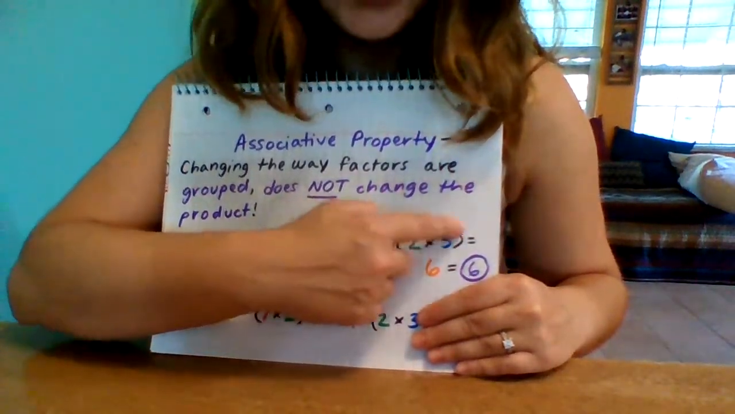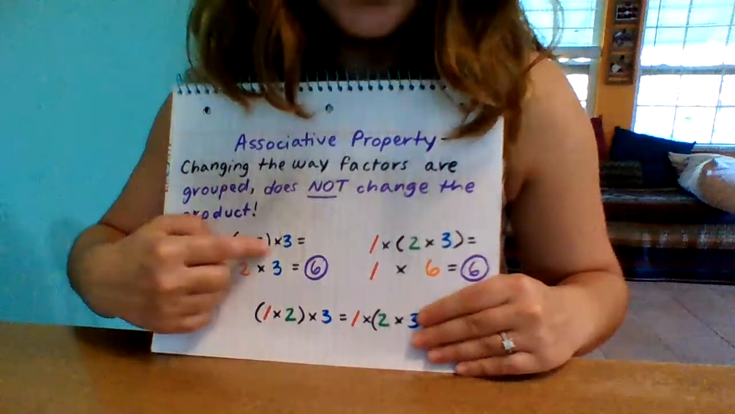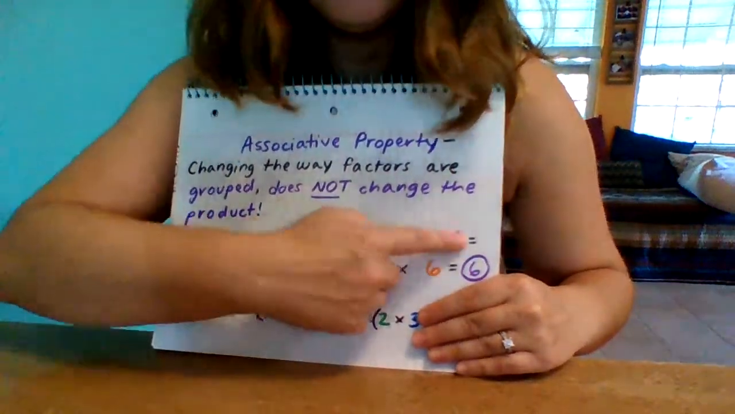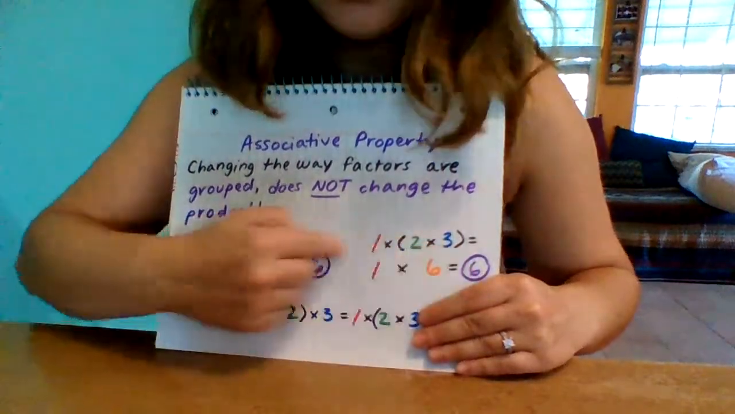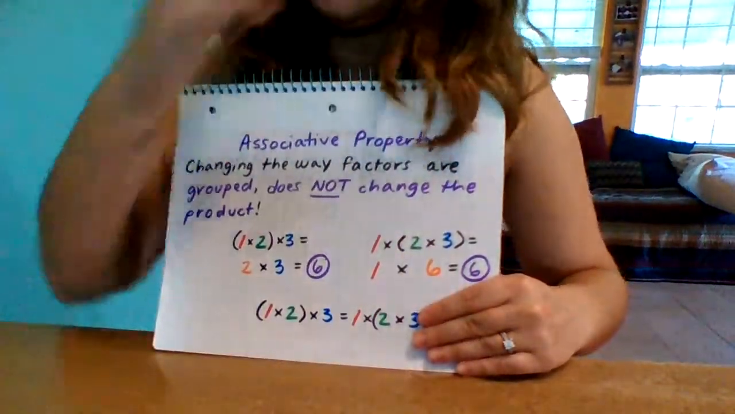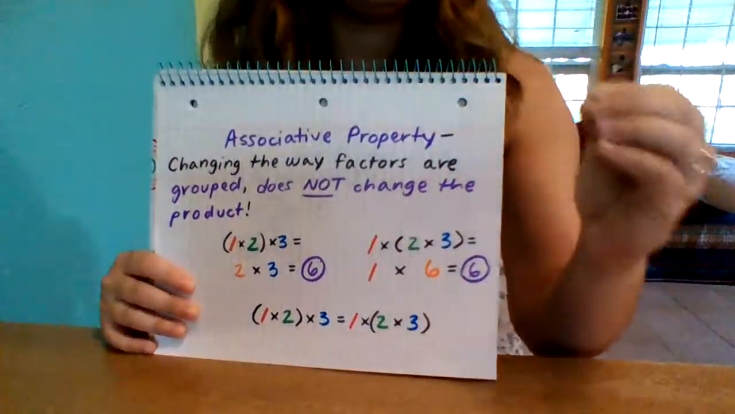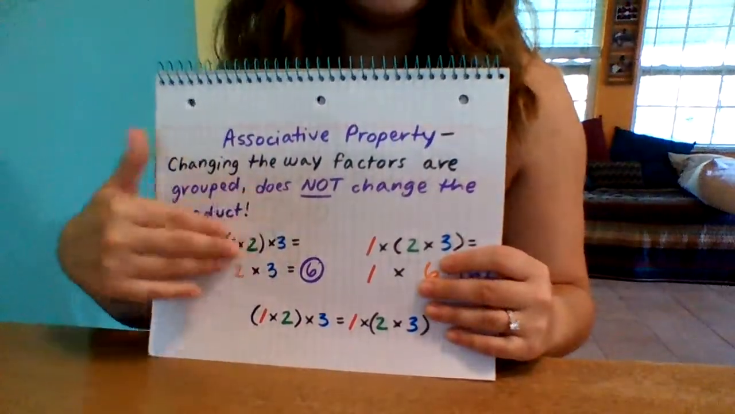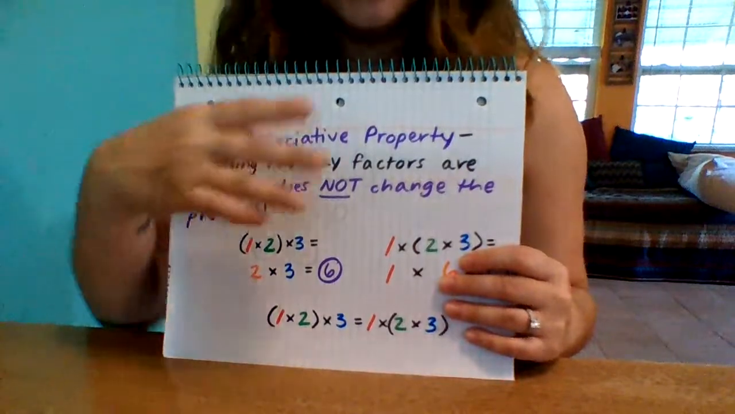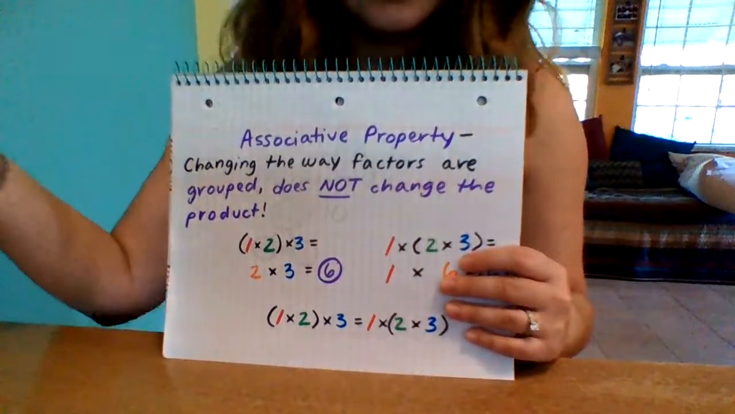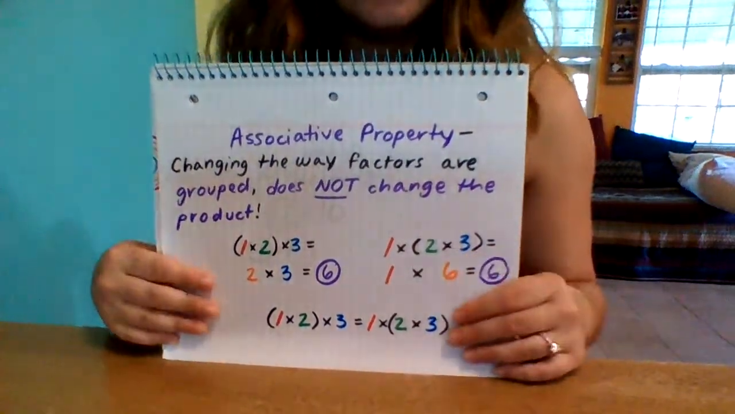Their grouping changed, right? Here we have 1 times 2. Here we have 2 times 3. Did our product change at the end, the purple 6? No, the product stayed the same. That's what the associative property says. It says you can change the groups all you want as long as you have the same 3 factors, 1, 2, and 3, or whichever 3 numbers are used in that example, then you're going to get the same outcome.